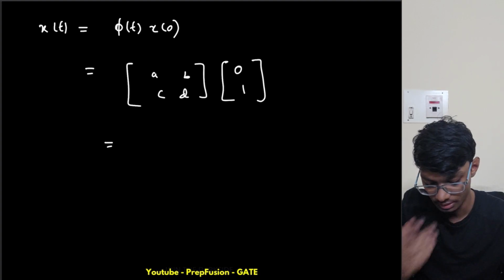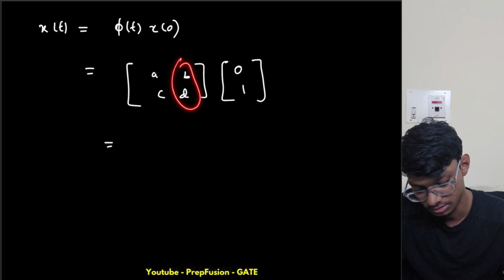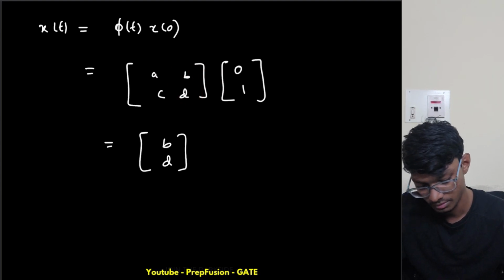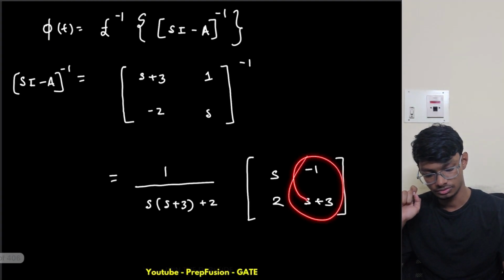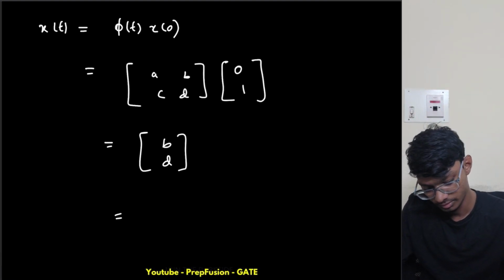So what elements will I get? I will get A times 0, B times 1. So the second column, right, I will get the second column. So this is BD. Okay. So I need only these two terms, right? These two terms. So what will be my terms?